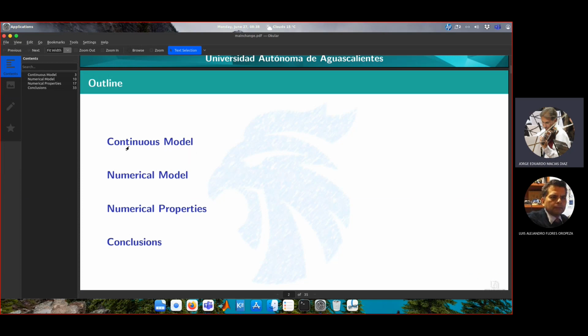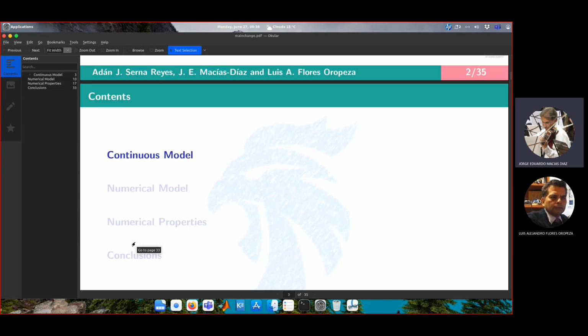So I'm going to introduce firstly a continuous model. Then for that continuous model, I'm going to propose some numerical model, and I'm going to derive some numerical properties. And finally, we're going to end this presentation with some conclusions. Okay, so let's introduce first the continuous model.